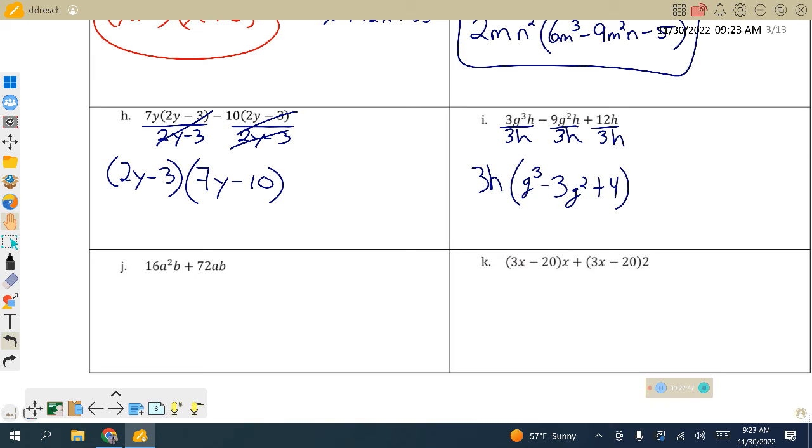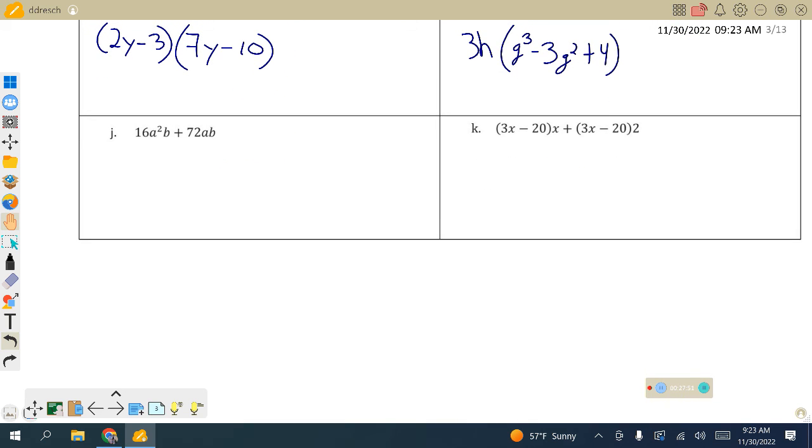Last two there, just a little bit extra practice. 16 and 72. What's the largest number that divides 16 and 72? As I say, this is one maybe where a calculator might come in handy just to start doing that division. 2 obviously will work for you. 4 will work. And then after that, it may not be as obvious.